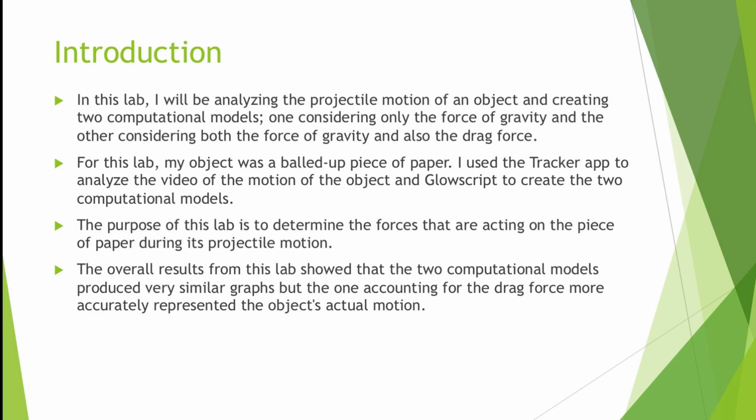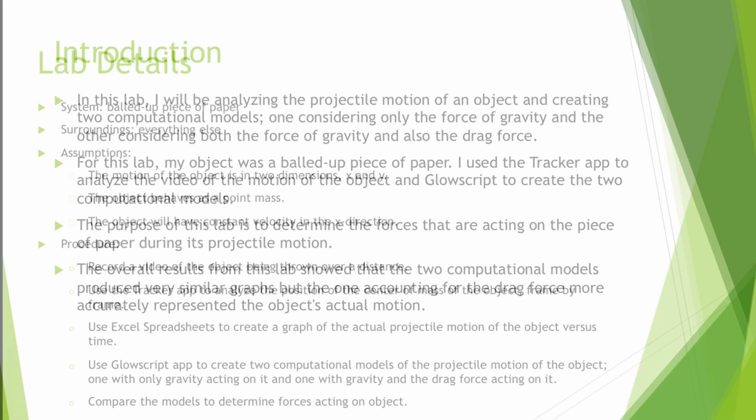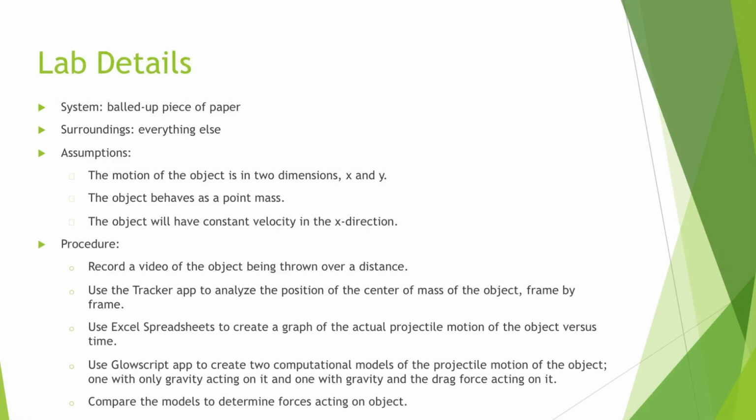The overall results from this lab showed that the two computational models produced very similar graphs, but the one accounting for the drag force more accurately represented the object's actual motion. For this lab, the system was a balled-up piece of paper. The surroundings was everything else. During this lab, we assumed that the motion of the object was in two dimensions, x and y. The object behaves as a point mass, and the object will have a constant velocity in the x direction.